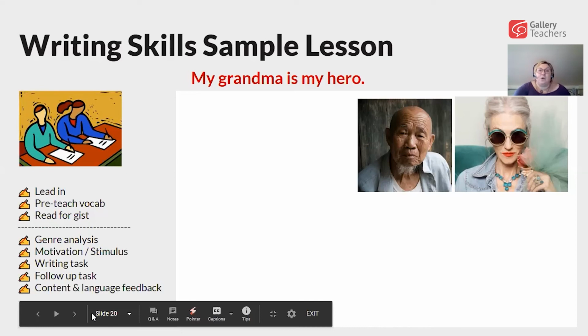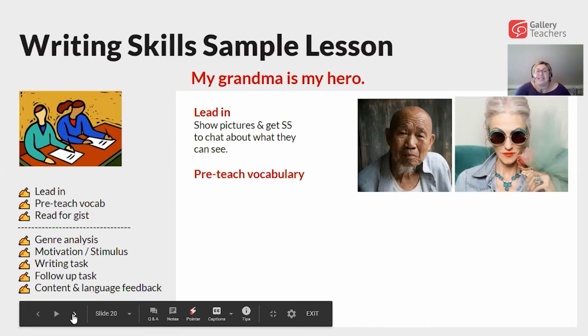But let's imagine in the course book, there's an article saying, for example, my grandma is my hero. So first of all, we would do a lead-in, the same as we would for every other lesson. So getting the students to have a look at and have a chat about what they can see. If it's going to be a reading activity, it's probably a good idea to pre-teach just maybe 2 or 3 words that the students need in order to be able to fully understand what they're reading about. It's not a vocab lesson, so no more than 2 or 3 words maximum, and just the key words that they need to help them answer 2 or 3 questions on the text.